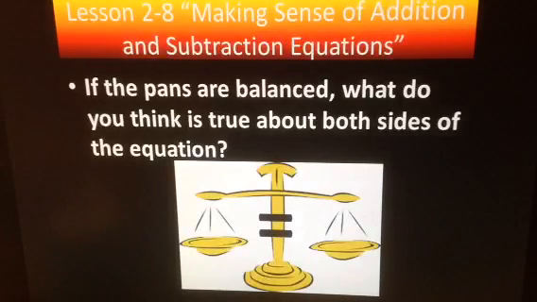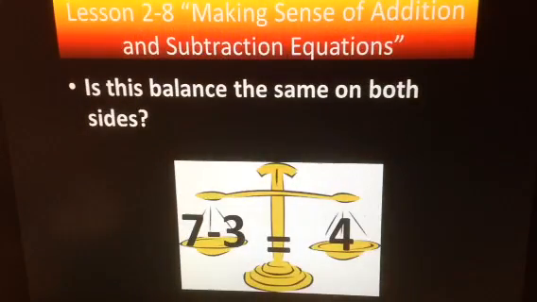If the pans are balanced, what do you think is true about both sides of the equation? We talked about what this balance is and how it's used, and how if the pans are the same height, both sides of the balance are equal. Is this balance the same on both sides? We talked about it and decided yes, it is. They're both equal to 4.